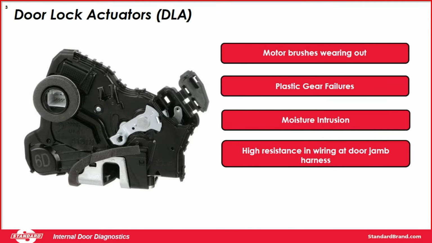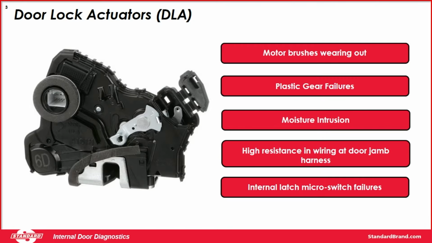We can also have a pretty big issue around high resistance in the wiring at the door jamb harness. We're going to look at that a little bit more later on, but that's also a very common reason we can see things with these internal door components failing. And then, of course, we can have internal latch or micro switch failures. I mean, it's an electrical/mechanical component. It's going to have some failures at some point.